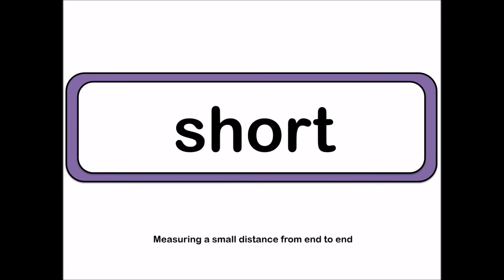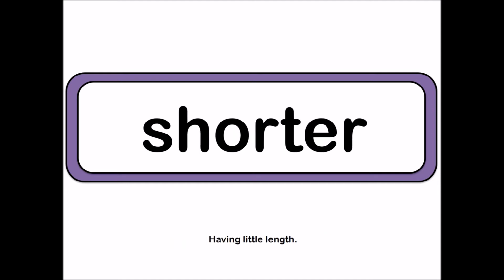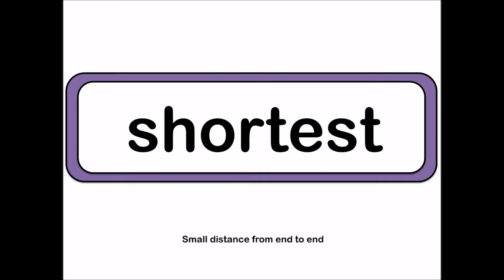This is the word short. What's the word? Short is measuring a small distance from end to end. This is the word shorter. What's the word? So shorter is having little length. This is the word shortest. What's the word? Shortest is a small distance from end to end. So you've got short, shorter, and shortest.